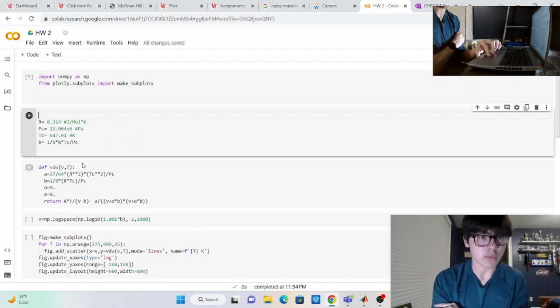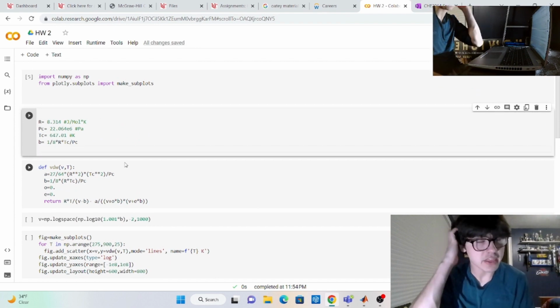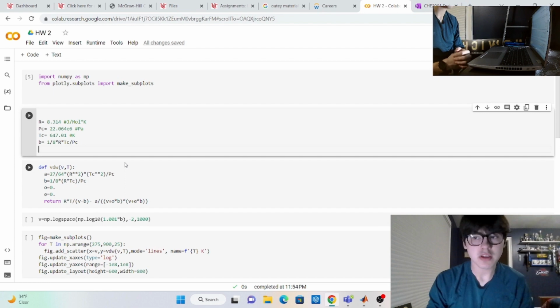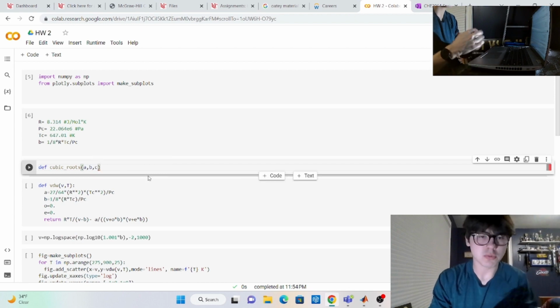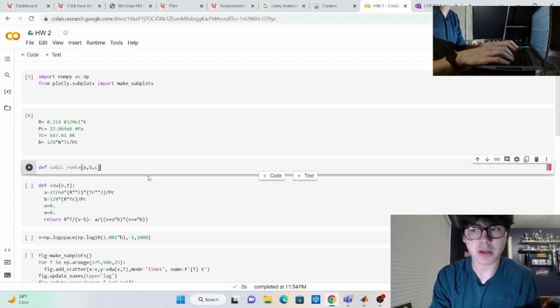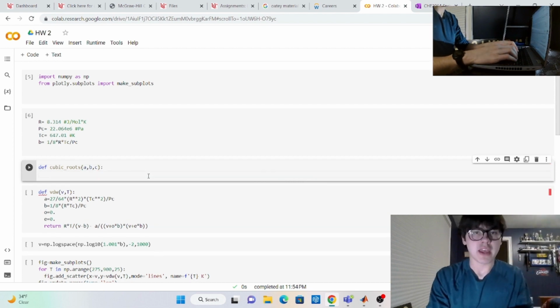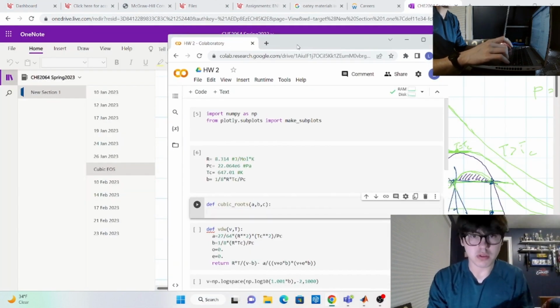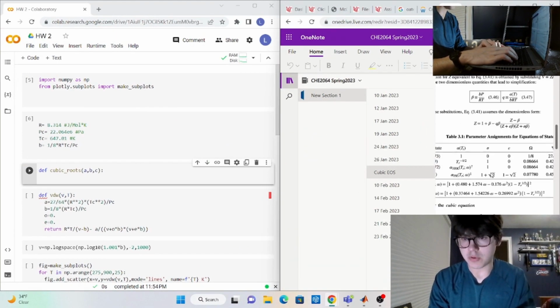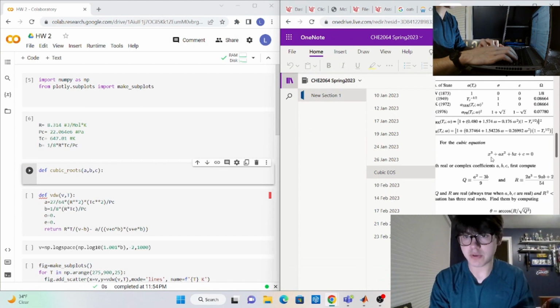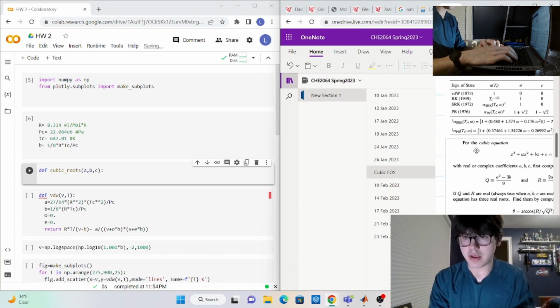So in order to do that, we need to first define the cubic equation solver, or Cardano's equation, to find our roots. So let's start by defining cubic underscore roots, and it's going to take in values a, b, and c, because those will be our coefficients in a cubic equation. And I'm going to pull this up because I will not remember the values of q, but here it's okay. So here's Cardano's equation.